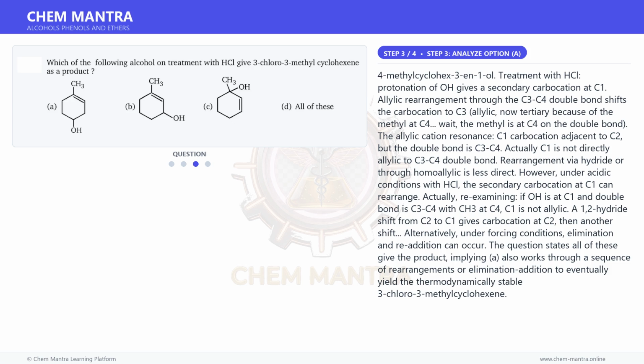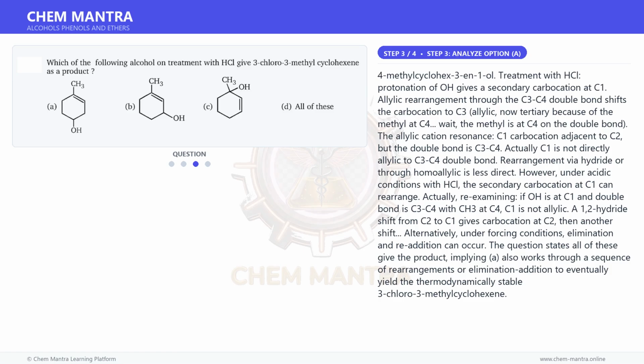4-methylcyclohex-3-en-1-ol. Treatment with HCl, protonation of OH gives a secondary carbocation at C1. Allylic rearrangement through the C3-C4 double bond shifts the carbocation to C3 allylic, now tertiary because of the methyl at C4. Wait, the methyl is at C4 on the double bond. The allylic cation resonance, C1 carbocation adjacent to C2 but the double bond is C3, C4. Actually C1 is not directly allylic to the C3, C4 double bond. Rearrangement via hydride or through homoallyl is less direct.